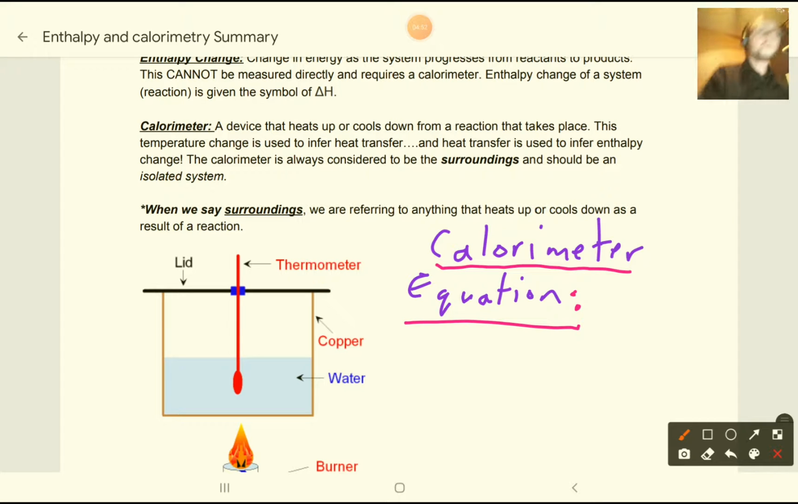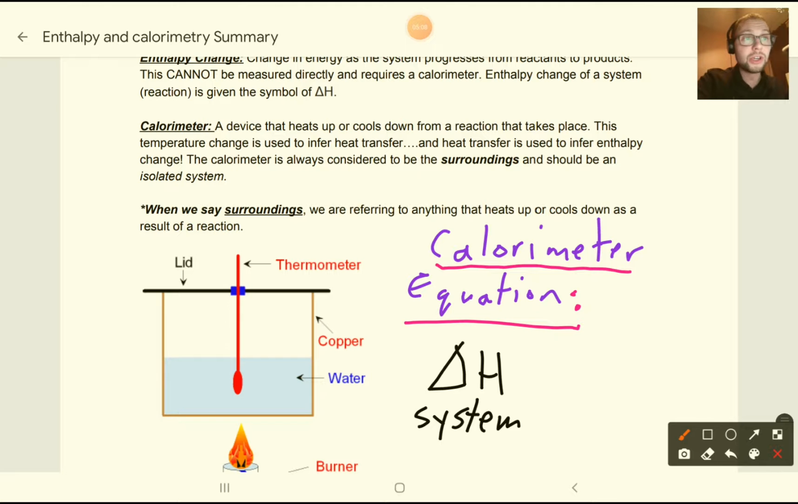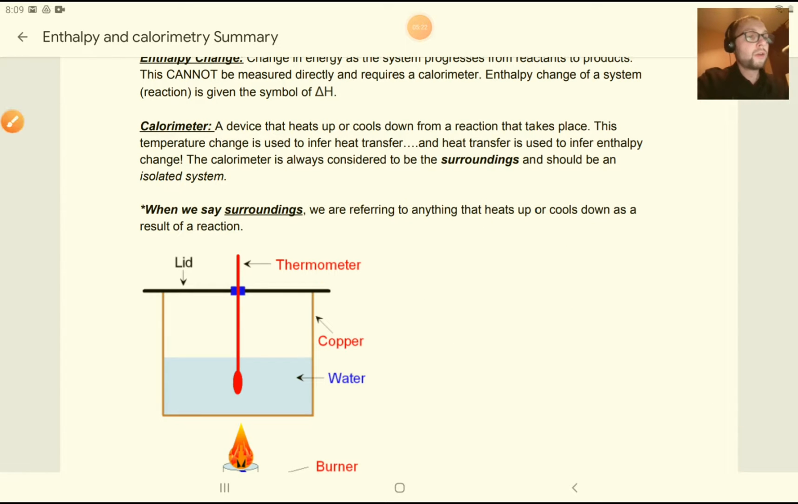So the calorimeter equation is going to be the enthalpy change of the system, because remember, the system can't actually heat up. But as conservation of energy would have it, whatever change in potential energy, which is your enthalpy change, that the system experiences is going to equal the heat, either lost or gained, by the surroundings. Now, when we say surroundings, what we really mean here is the calorimeter.